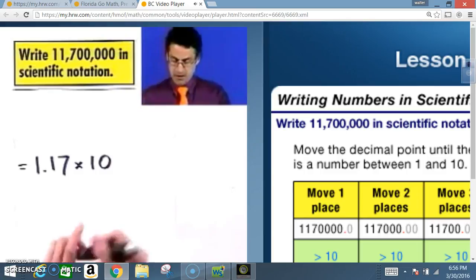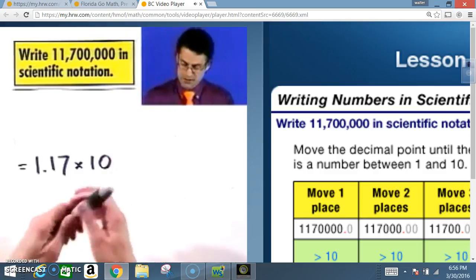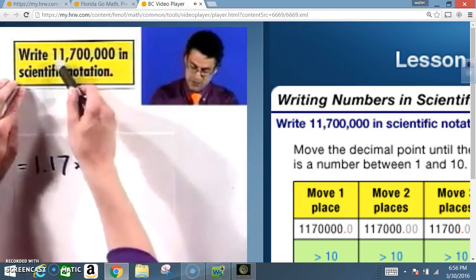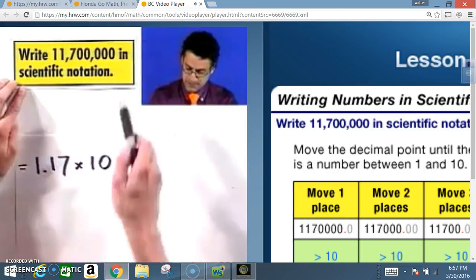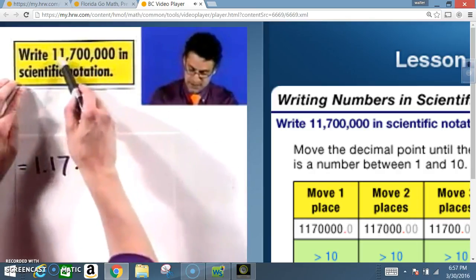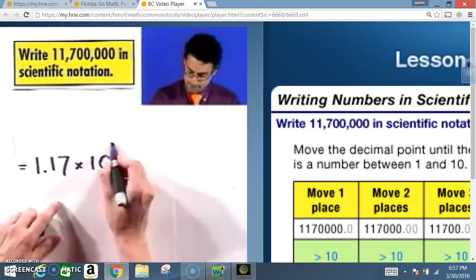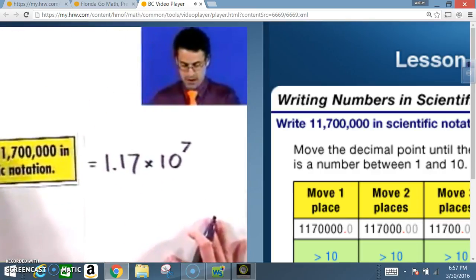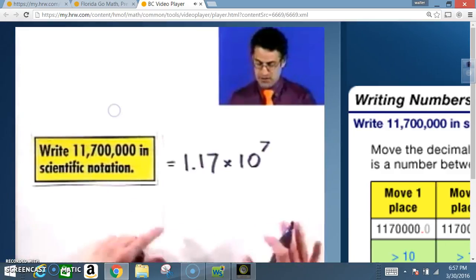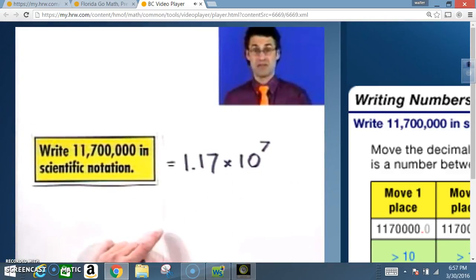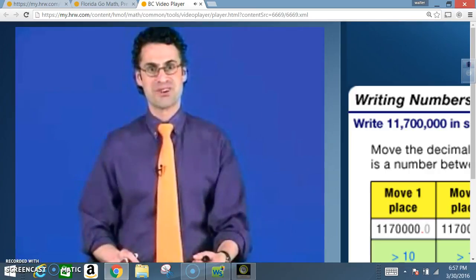And now to figure out what the right exponent should be, all I have to do is count how many places over I have to slide the decimal point to the left in order to make it 1.17. 1, 2, 3, 4, 5, 6, 7. Great. So scientific notation of 11,700,000 is 1.17 times 10 to the 7th power. Pretty straightforward.